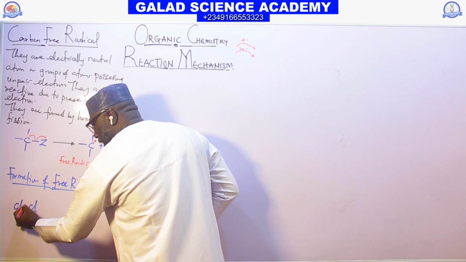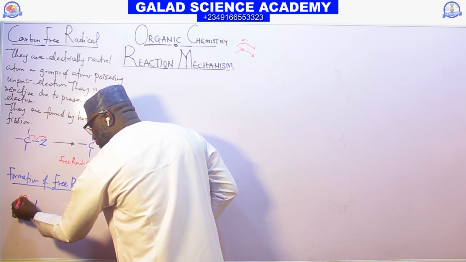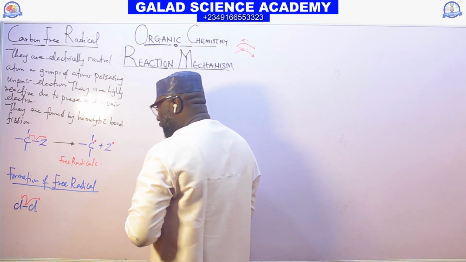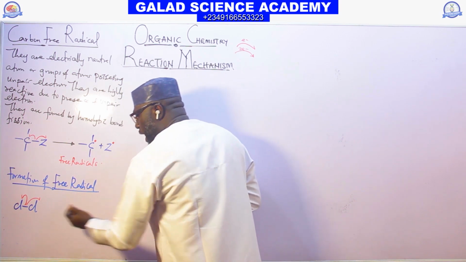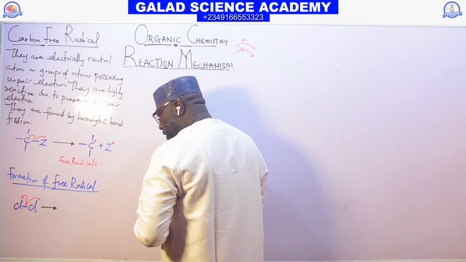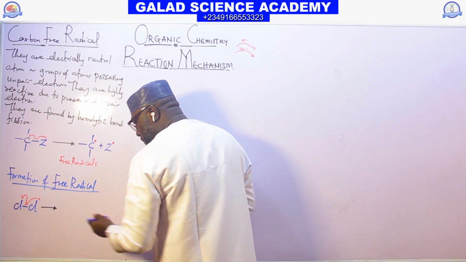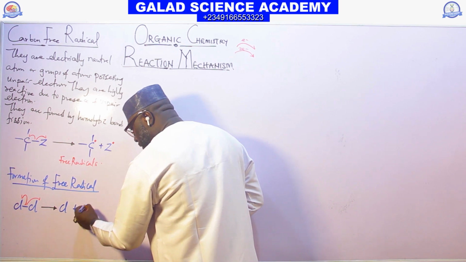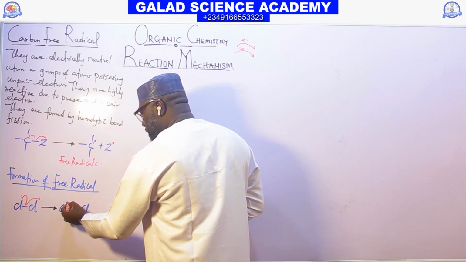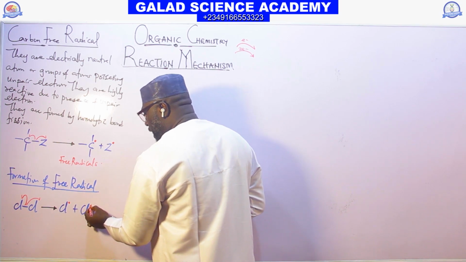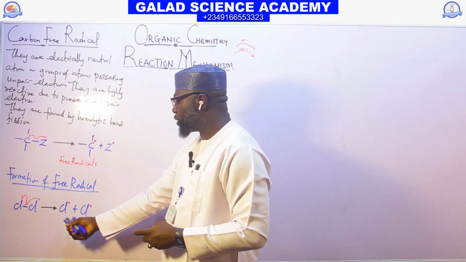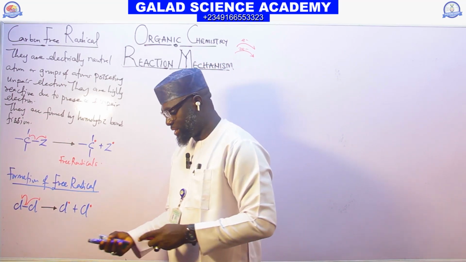Take for instance, if you have a chlorine molecule, the bond in these two chlorine atoms here, one electron moves to this side, the other electron moves to this side. So as a result of that, they will lead to giving us what? Cl plus another Cl. The Cl we have here is dot, and here we have dot. So the product we call chlorine radicals.